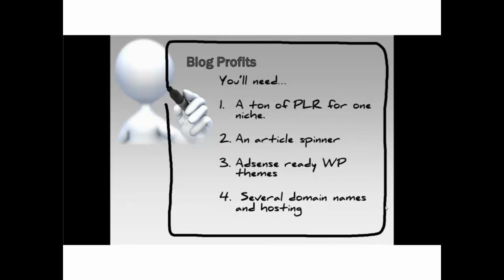A ton of niche PLR content that you can use as website content. This can be ebooks, articles, reports, that kind of thing. It just needs to be text, okay? An article spinner. You're also going to need AdSense ready WordPress themes. I'll show you those. You can find these for free or buy them. I'll show you both options. Several domain names and hosting, of course. So let me show you how to put this all together.